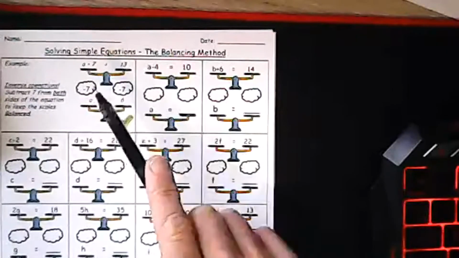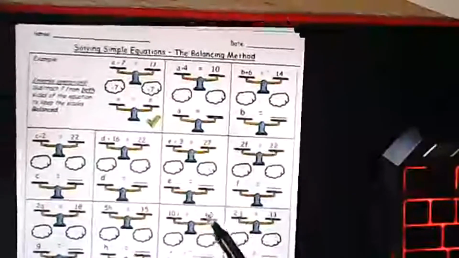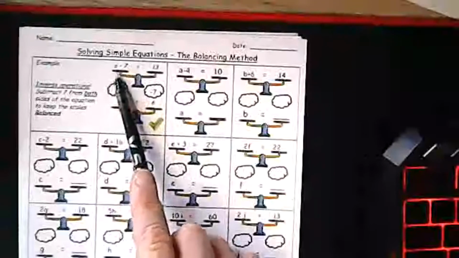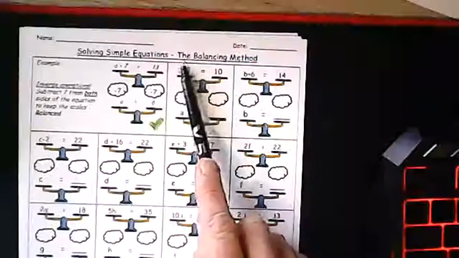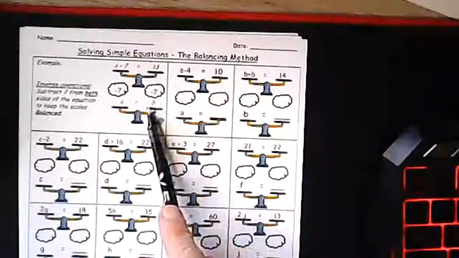So let's have a look at the example just to clarify what they're doing. It's exactly the same format, different graphics. We've got an a plus 7 equals 13. Take away 7 from both sides, and I'm left with a on that side. 13 minus 7 is 6.